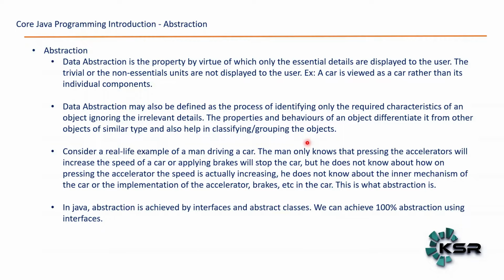We'll see with an example, right? Take a car as an example. A man is driving a car, but when he is pressing the accelerator, he does not know what happens inside. The accelerator gives speed to the car, and he knows how to press it to increase the speed. That's all he knows, but he does not know the functionality, how it is increasing or decreasing. That is what we call abstraction.